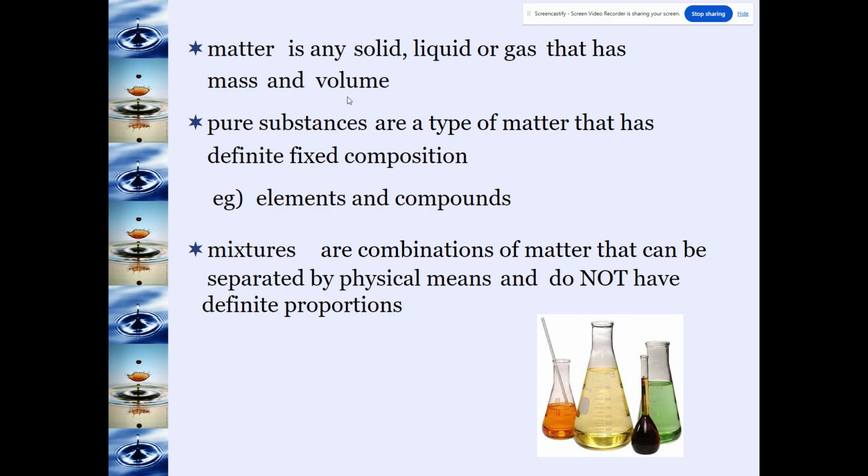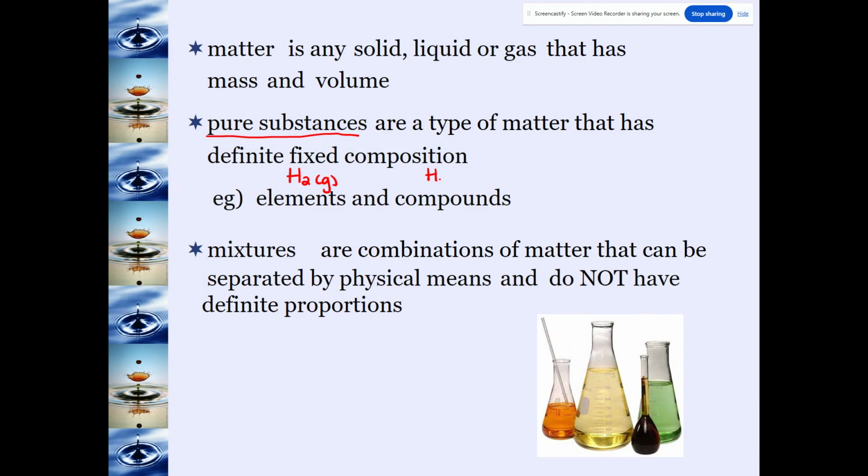So first of all, matter is defined as anything that is solid, liquid, or gas, has a mass and either its own volume or takes up the volume of its container. A pure substance has a definite fixed composition. So what that means is, for example, hydrogen. When I have hydrogen gas, I know it's always H2, right? When we go back into the Science 10 naming elements. And so it's always two hydrogens to make up hydrogen gas. If I were to change that, it would become a different substance.